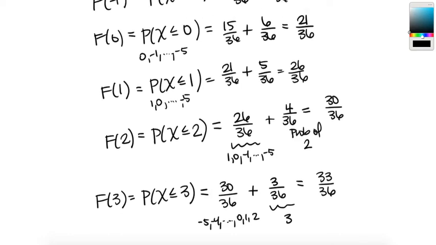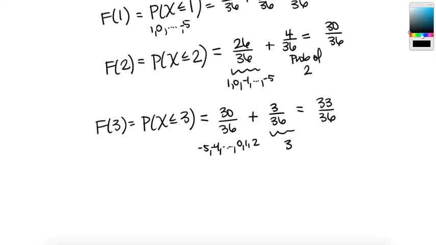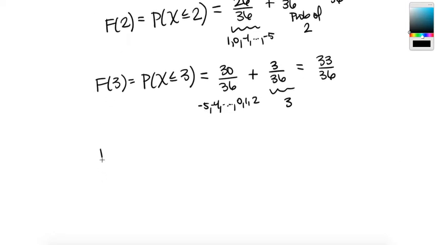And if you notice, as we're getting more and more possible values of x under this umbrella, our probabilities are getting higher and higher, because most of the values of x are 3 or smaller. From -5 to +5 is the range, and most of those are 3 or smaller. Okay, so stay with me. We only have 2 more.